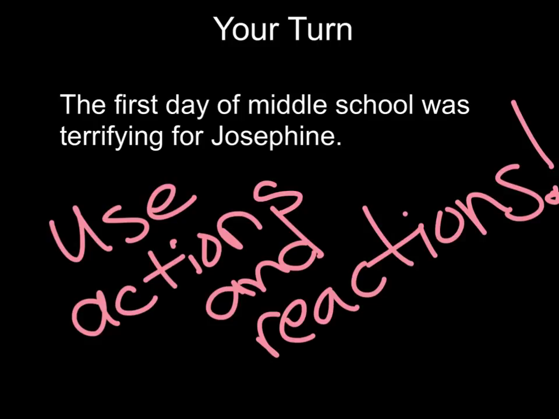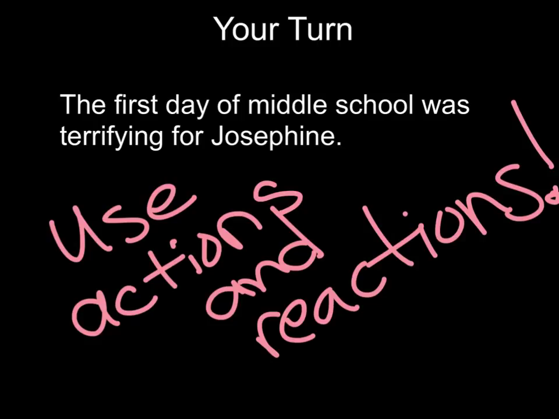Now it is your turn to revise this sentence using action clues. Remember that action clues tell the action of what that person's doing or tell how they're feeling. It's not just saying that they were sad, they were mad, they were terrified, but what does that look like? When somebody is mad or sad or happy, what are they doing? What's their facial expression? What's their body doing?